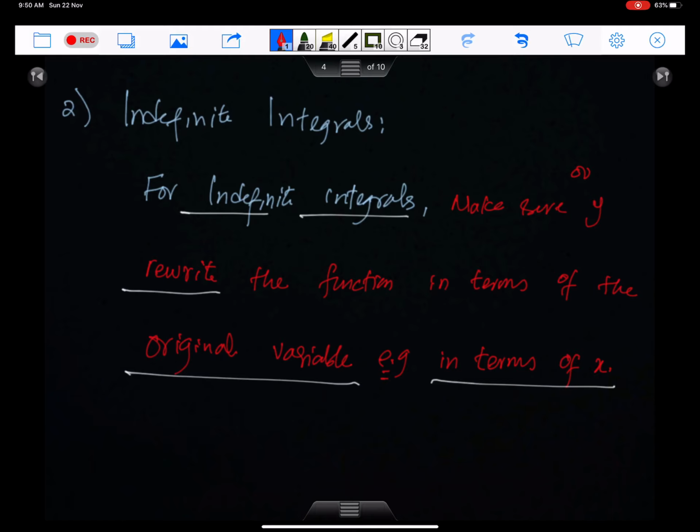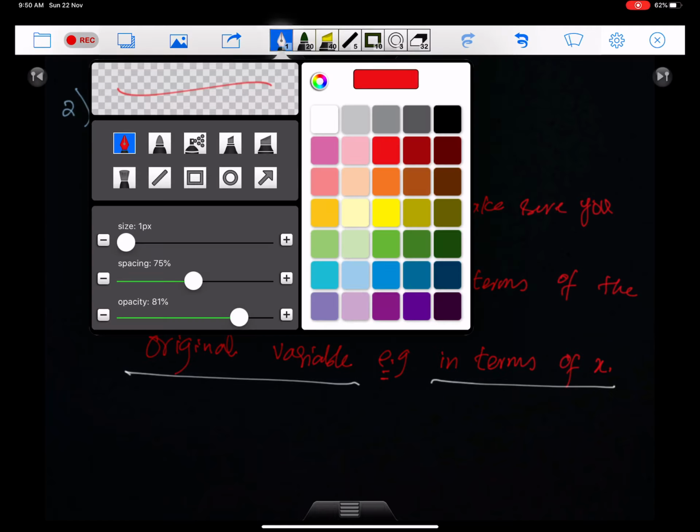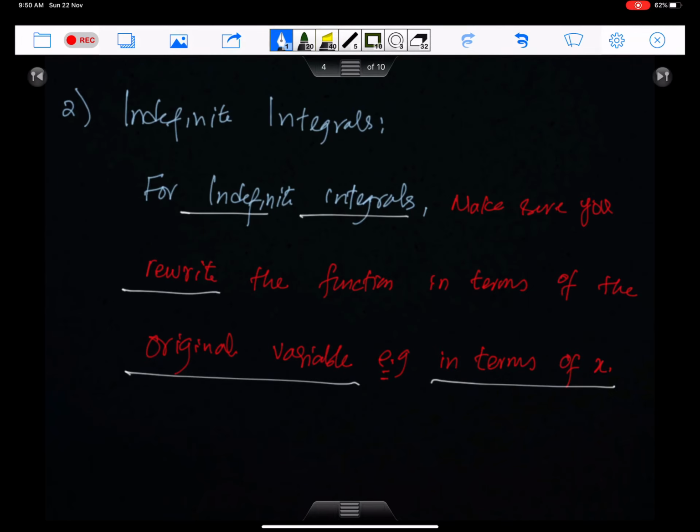See, for the indefinite integrals, make sure you rewrite. Let me correct this. Make sure you rewrite the function. This is the difference between the definite integral and indefinite integrals. I'm repeating. For indefinite integrals, make sure you rewrite the function in terms of the original variable, for example, in terms of x.